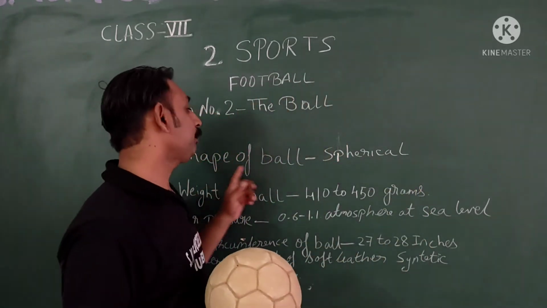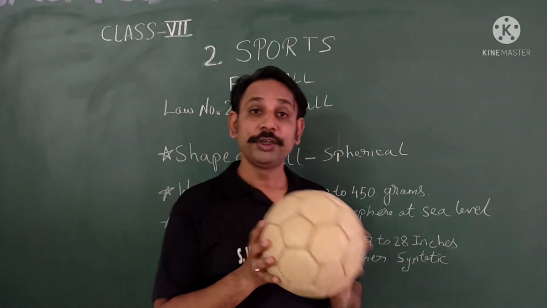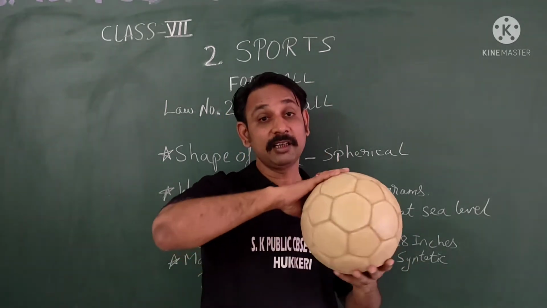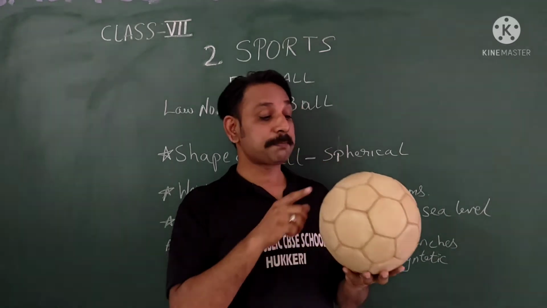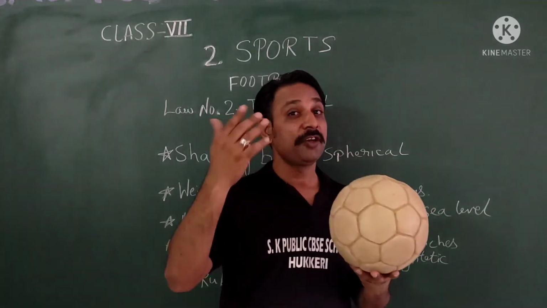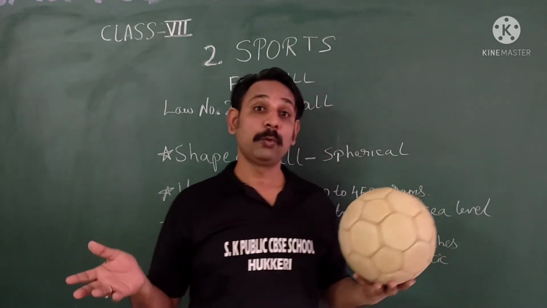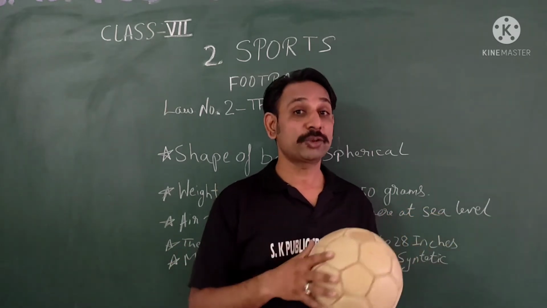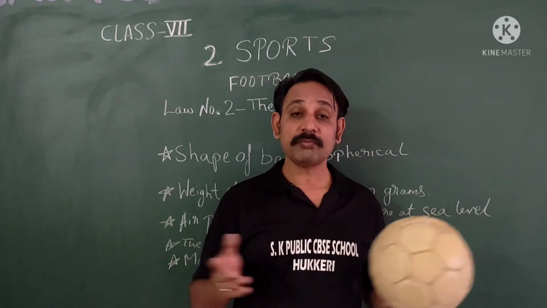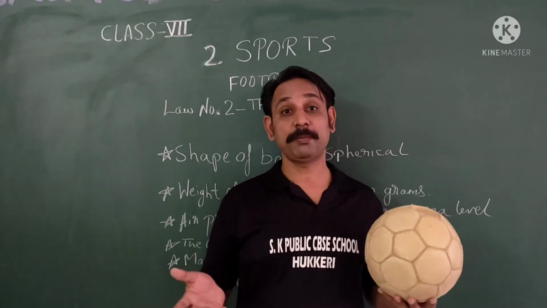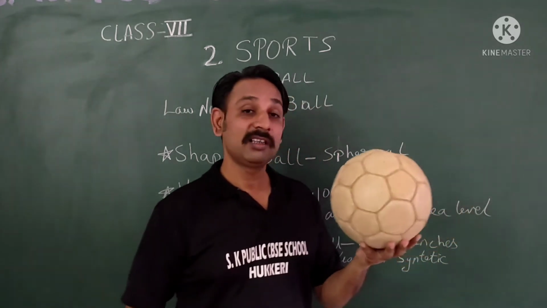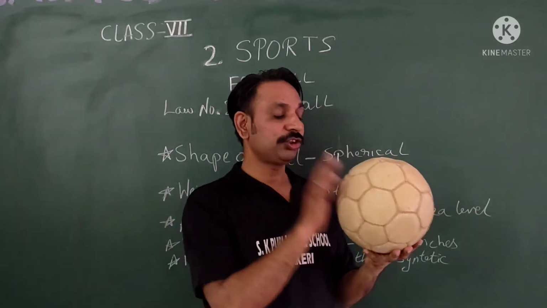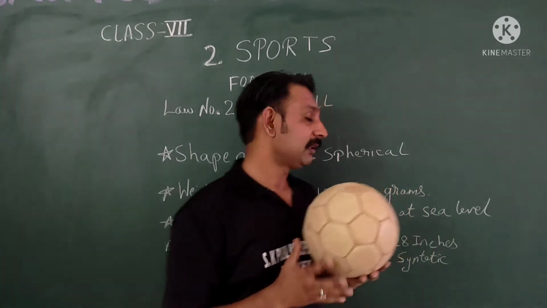So first is the shape of the ball. When you see the football, you think it is round in shape. Yes, you see it as round, but it is spherical in shape. This is a shape you are studying in your mathematics subject. You can ask your geometry maths teacher about the shapes, and they will tell you also. This ball is not round, it is spherical. So the shape of the football is spherical.